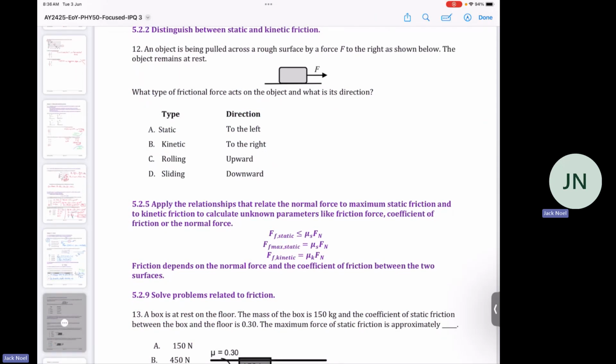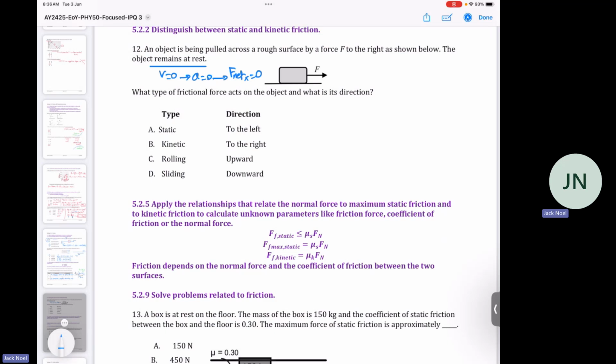Now we go to number 12. It has something to do with friction. It says that you have an object here which was being pulled with a force F along a rough surface. Rough surface means that we have a friction, but the object remained at rest. Remaining at rest means that there is zero velocity, there is zero acceleration. It means that net force along the x-axis is zero.